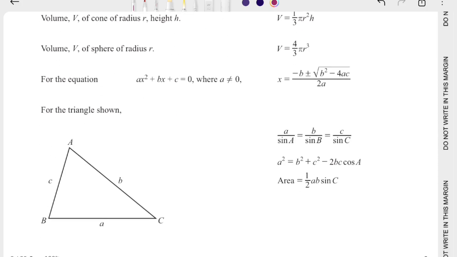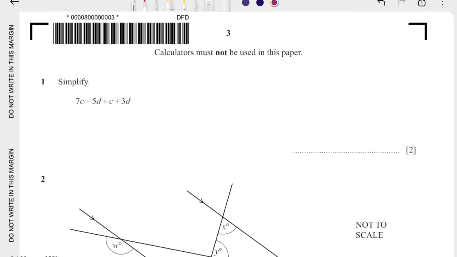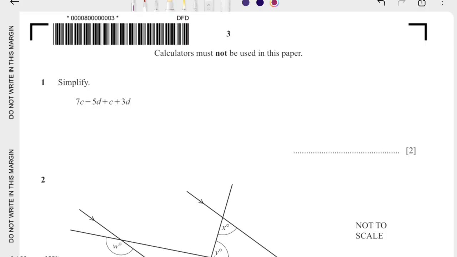Formula sheet is given. Question number 1. Simplify. In this question, we are going to write like terms together. 7c plus c minus 5d plus 3d. 7c plus c is equal to 8c and minus 5d plus 3d is equal to minus 2d. This is the final answer.